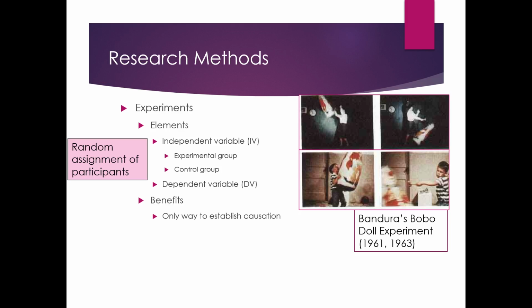The benefit of an experiment is that it is the only way to establish causation. We've controlled everything about the situation. So the only thing that we have available to explain the behavior that we're seeing this little boy do is his exposure to the lady behaving exactly the same way. So this is the only research method that I'm going to describe that allows us to make such a causal link, that we know what caused what.